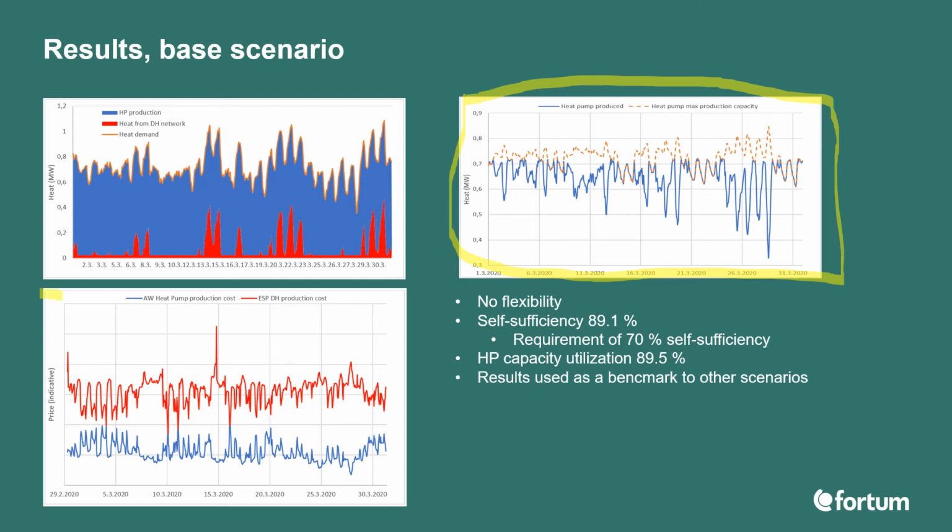We also see from the bottom left corner that the indicative costs of the heat pump production are significantly lower than the production cost of the Espoo district heating network. So this suggests that there is a possibility to increase monetary value in providing flexibility.